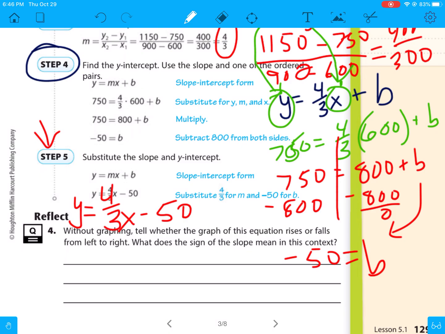So if you look at part 4, it says, without graphing, tell whether the graph of this equation rises or falls from left to right. So think about slope. Is it going to be a positive slope or a negative slope? Hopefully you said positive, and it's going to go up. So it's a positive slope of 4/3. So we'll do a few more problems with this just to help you out.